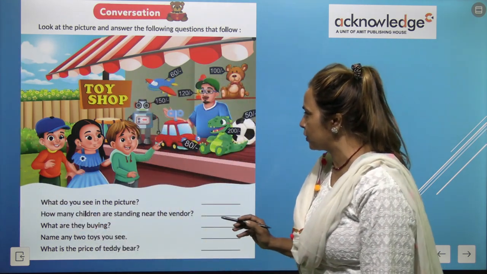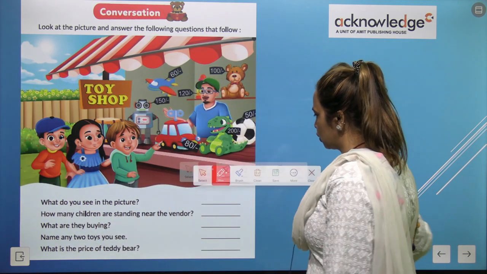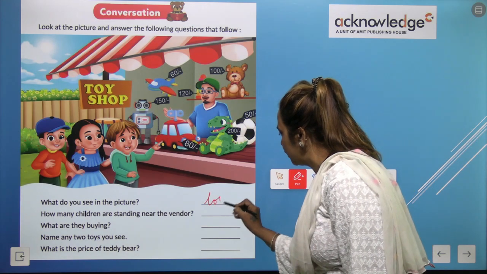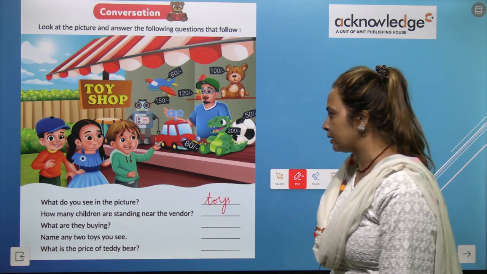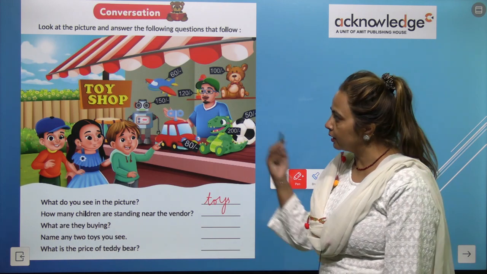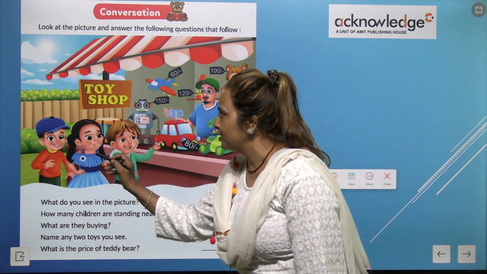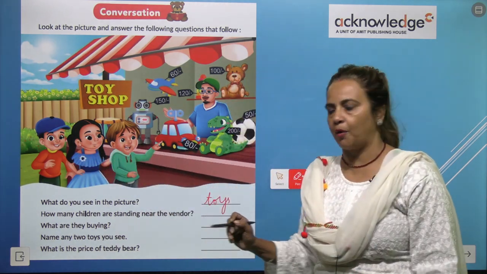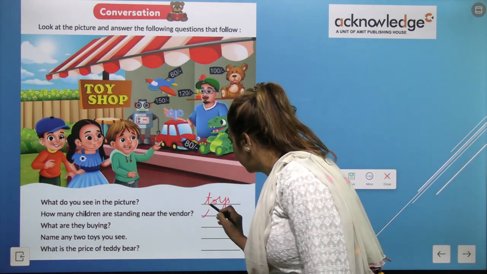And kya dekh rahe hain is picture mein? There are so many toys and so many children. How many children are standing there? कितने बच्चे खड़े हैं? 1, 2, and 3. Let's count with me. Come on. 1, 2, and 3. Three children.